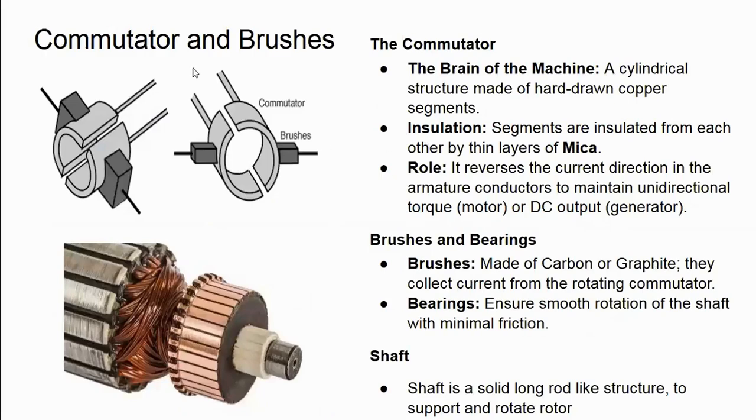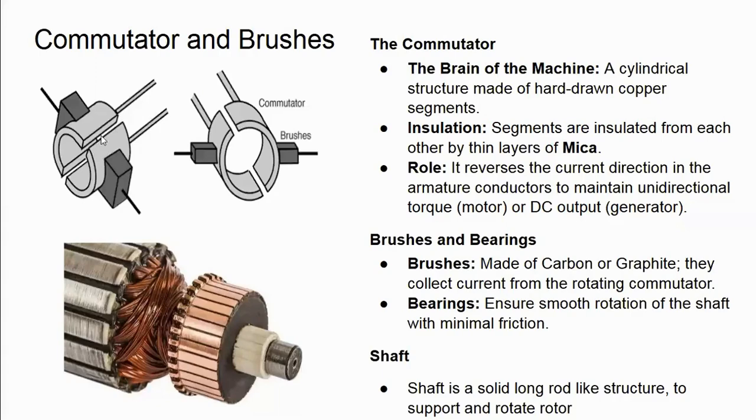Then we have the commutator and brushes. This is the commutator. Here in this figure, we have only two segments. These commutators will be connected to the armature winding. This is actually the main part of the machine, which is a cylindrical structure made of hard drawn copper segments. These segments will be insulated from each other by thin layers of mica.